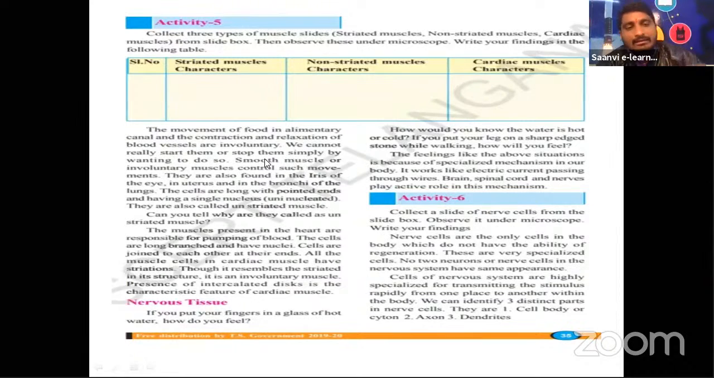If you read all that we have discussed up to now, here we have the non-striated muscle characters and the cardiac muscle characters also. By putting serial numbers 1, 2, 3, you have to write the striated muscle characters, like cylindrical, long, unbranched, striations. In the same way, fill the table for non-striated and cardiac muscles also.